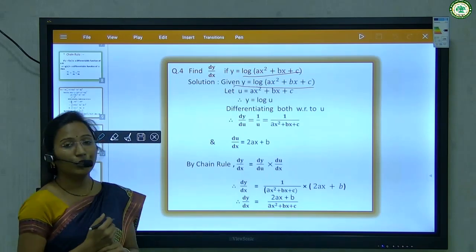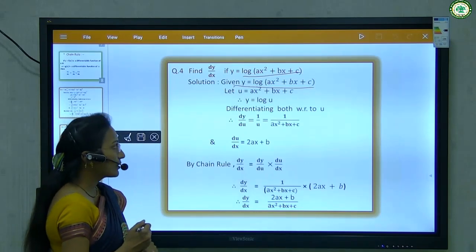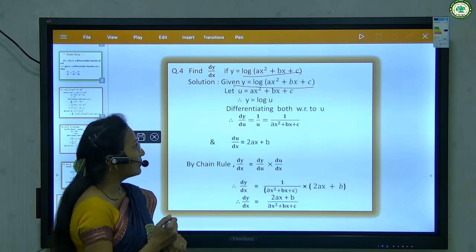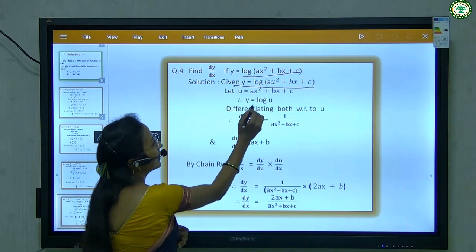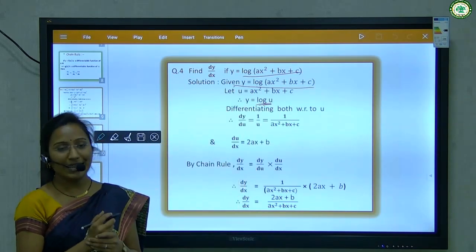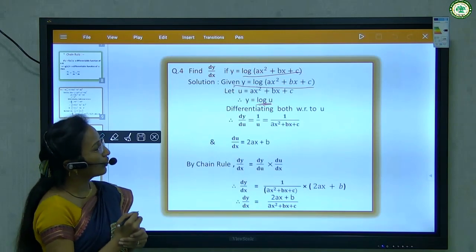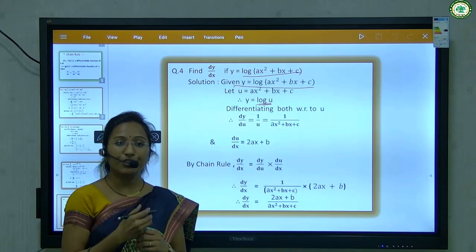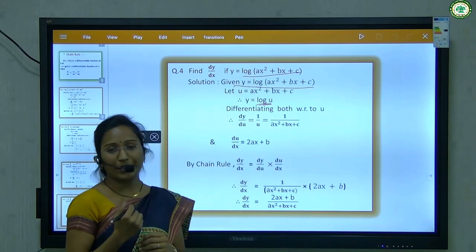Let us consider u is equal to ax square plus bx plus c. Therefore, our y becomes log of u. Now here we see that y is equal to log of u is a differentiable function of u. Therefore, I will differentiate y with respect to u.